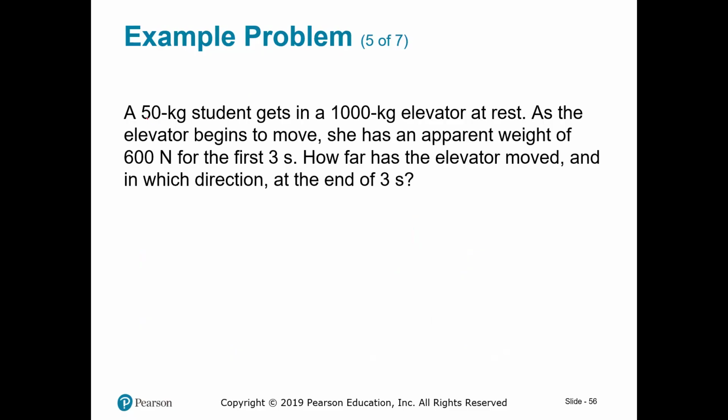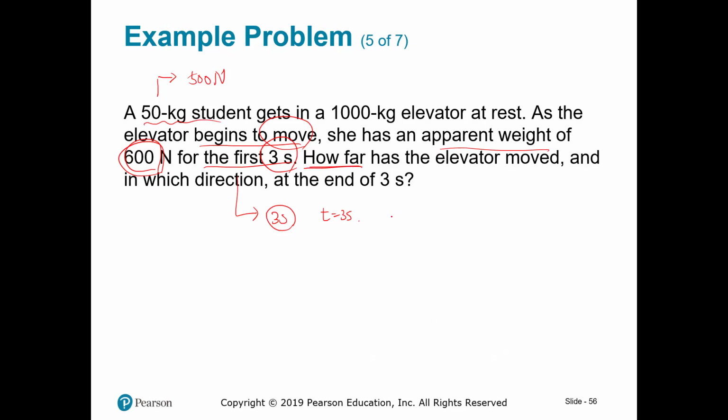And then another, similar question. You have a 50 kilogram student in the elevator. As the elevator begins to move, she has an apparent weight of 600 Newton for the first 3 seconds. So again, her normal weight is 500 Newton. And then 600 Newton means the elevator is moving up, right? So that's why her apparent weight is greater, right? So now this is a chapter 2 question, right? For the first 3 seconds, so your time is 3 seconds, right?